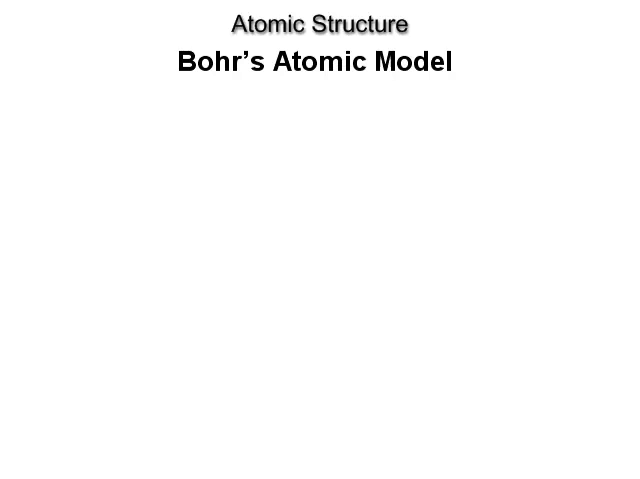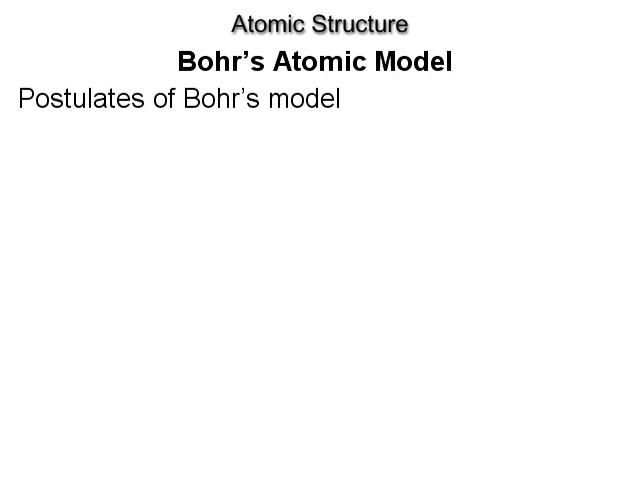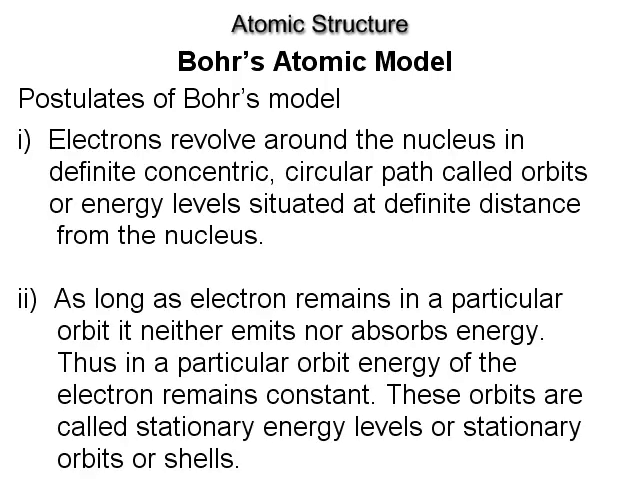Bohr's atomic model. Bohr modified Rutherford's model of atom, which explained the atomic spectrum of hydrogen atom and the stability of the atom. Postulates of Bohr's atomic model. Electrons revolve around the nucleus in a definite concentric circular path called orbits or energy levels, situated at a definite distance from the nucleus.